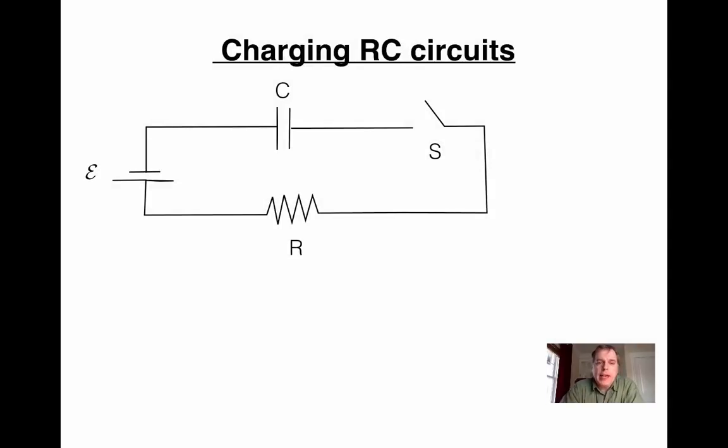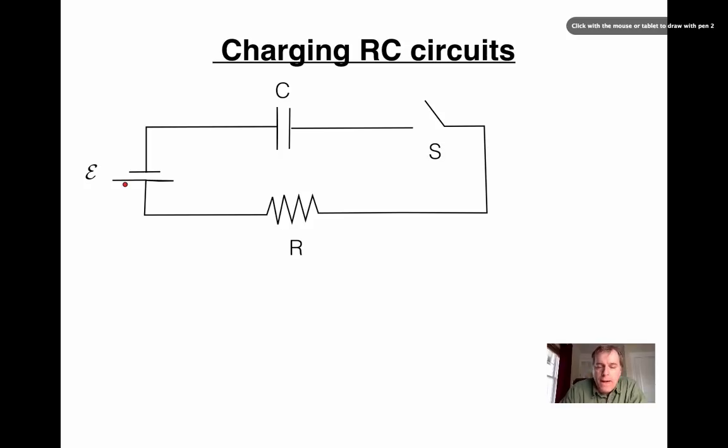Okay, so now we're looking at a more interesting circuit with capacitors. This is what we call a charging RC circuit. So this time we have a capacitor and a resistor, but in addition we have a battery connected in series with the capacitor and the resistor, and we have a switch.